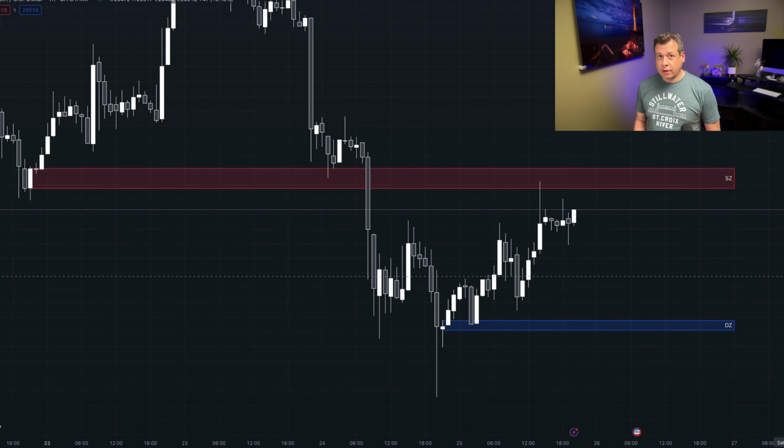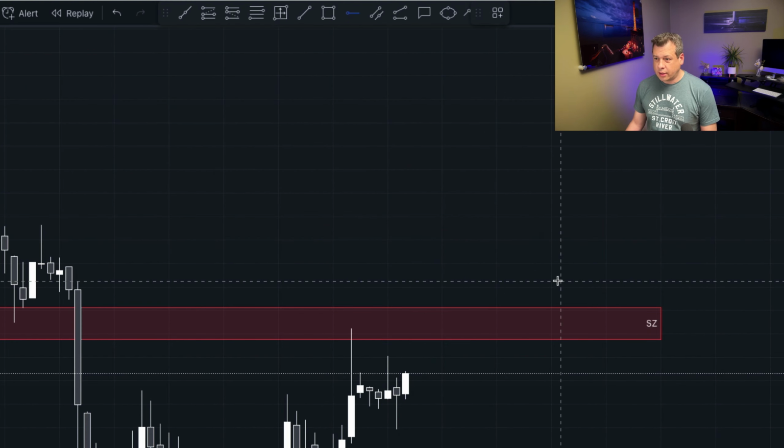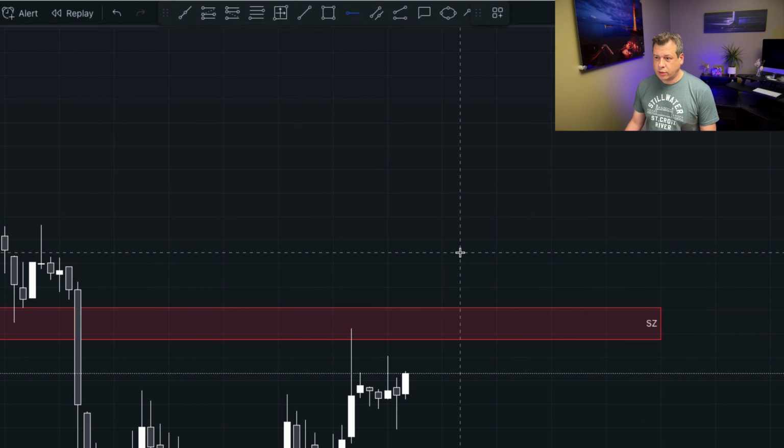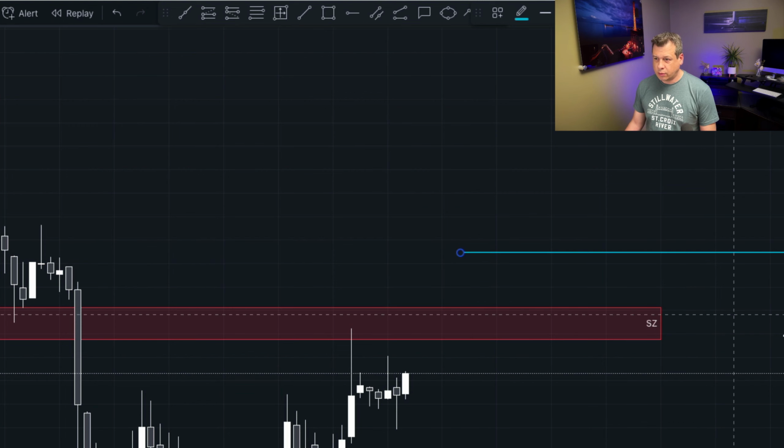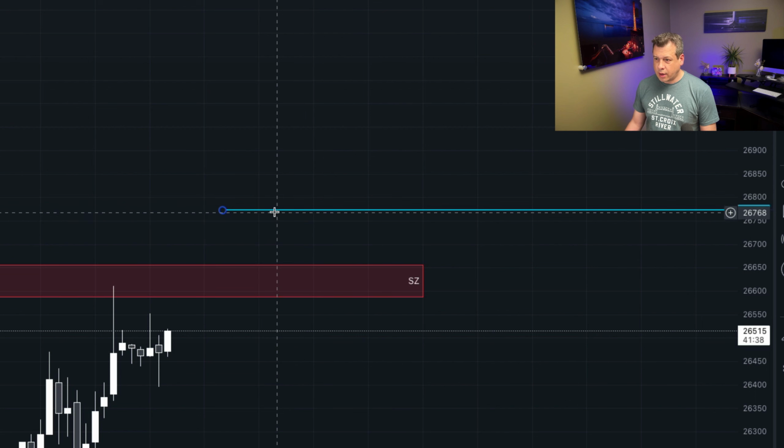Okay, so now you're an expert in drawing your supply and demand zones, and now you want to trade them. Let me show you the absolute easiest way to trade the zones directly in the chart without having to go to the exchange and type any numbers in or anything. It's super easy. So the first thing you want to do is take the horizontal line tool. Actually, the horizontal ray tool is better than the horizontal line tool. So draw a horizontal ray.